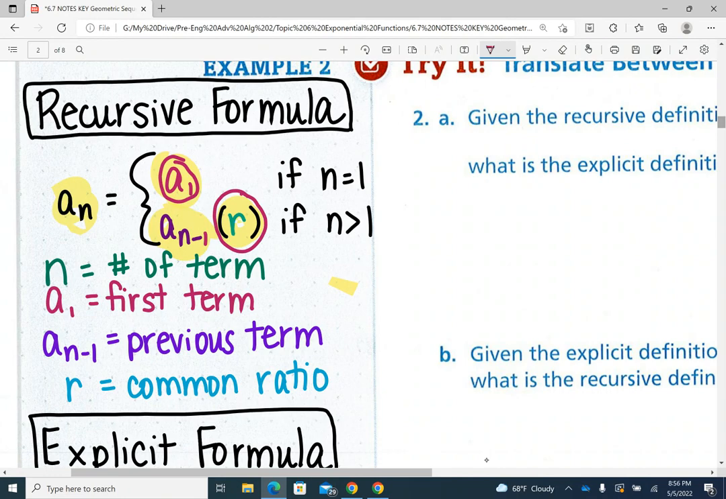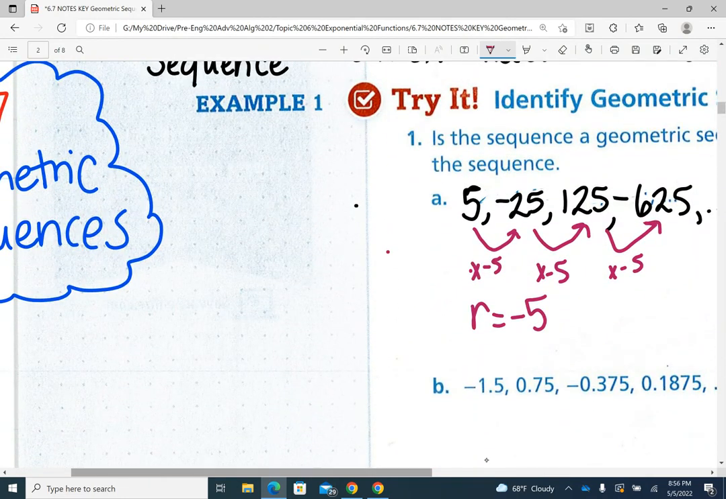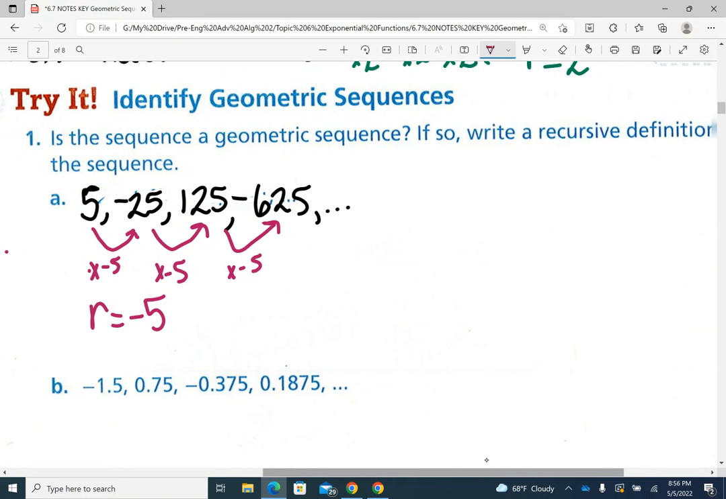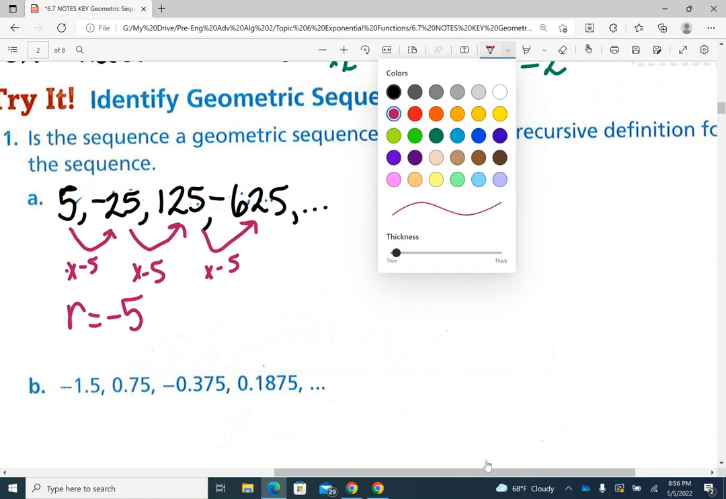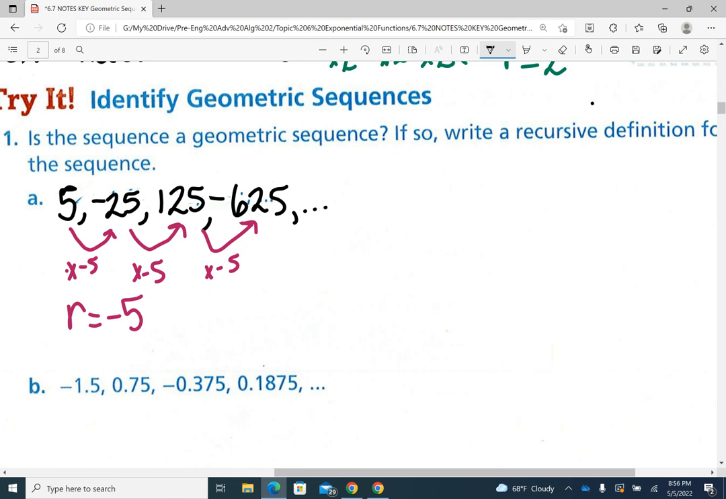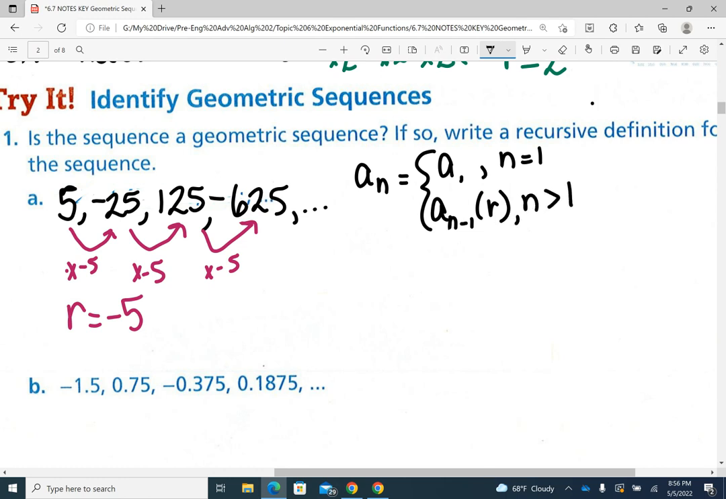So let's practice writing a recursive definition up here on example 1a. What helps whenever we're working with formulas is to keep writing them down, so we get more comfortable with all the parts. So here's the formula. It's a sub n equals a sub 1 if n is equal to 1, and then a sub n minus 1 times r if n is greater than 1. To write the recursive formula, I need to fill in this number and this number, and everything else will stay the same.